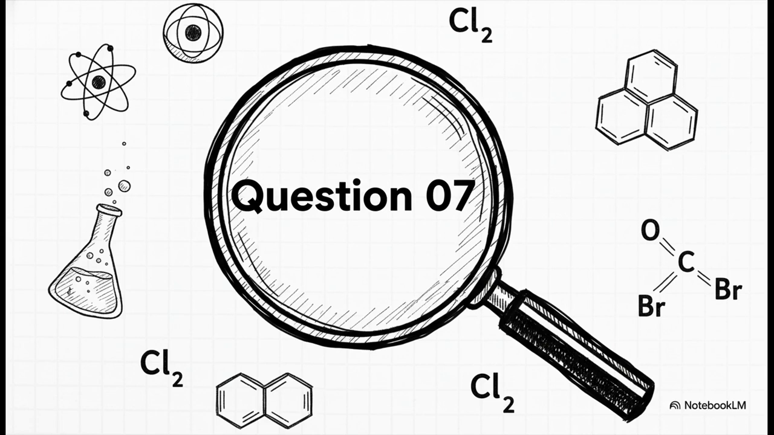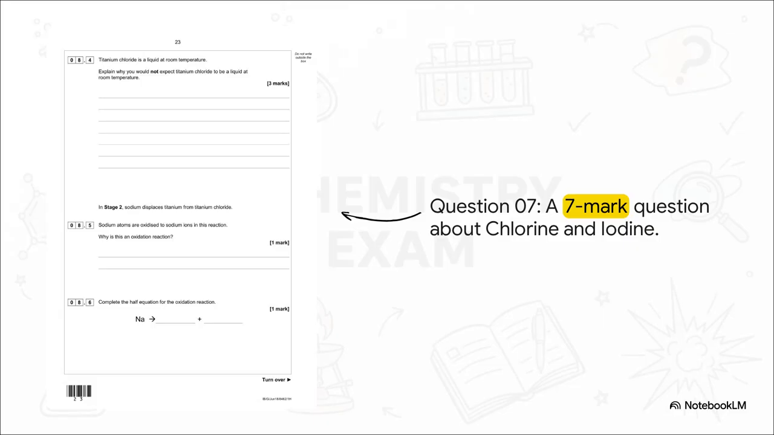All right, let's zoom in on question 07. This one's a fantastic example because it tests two things: your basic recall and your ability to build a really detailed logical explanation about the halogens. And here it is, the question in all its glory. As you can see, it's split into 3 different parts, worth a total of 7 marks, all about chlorine, iodine, and some of their compounds.